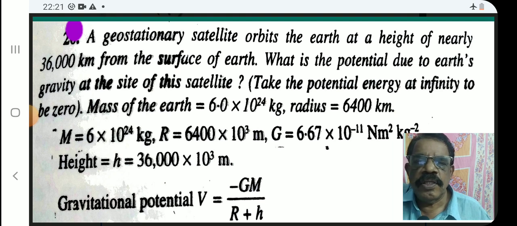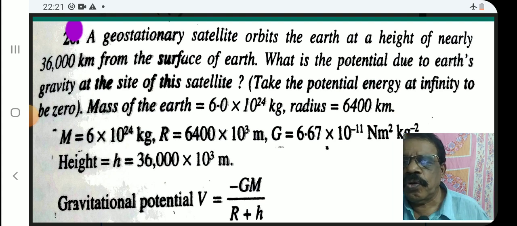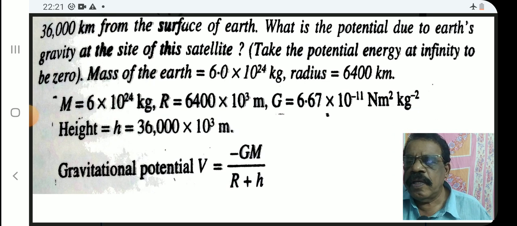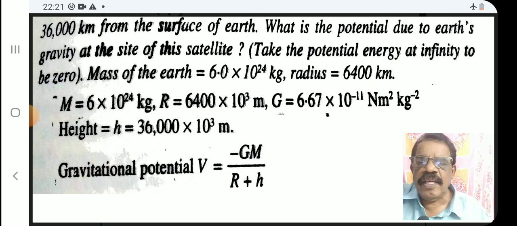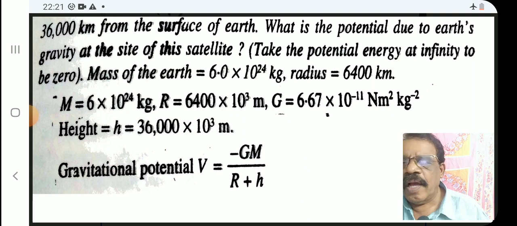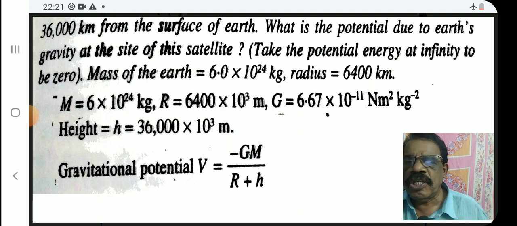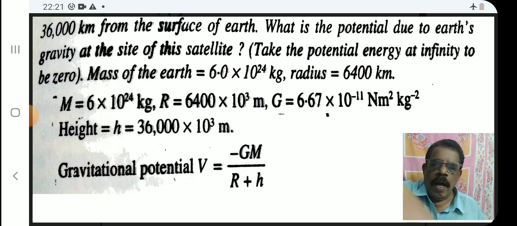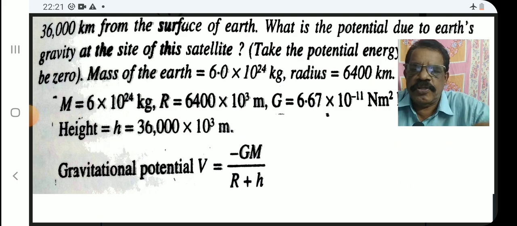Take potential energy at infinity to 0, mass of Earth is given, radius is given. So M is 6 into 10 raised to 24 kilogram, R is 6400 into 10 raised to 3 meter for Earth, G is given, height H is 36,000 into 10 raised to 3. The gravitational potential is V is equal to minus Gm by small r or minus Gm by r plus h. Small r is r plus h.